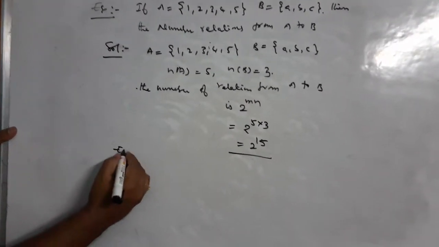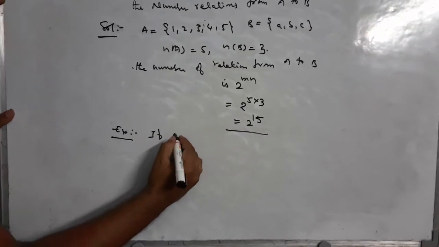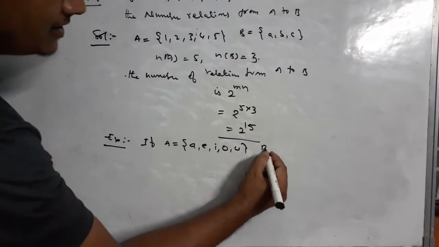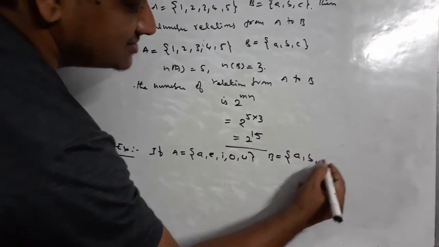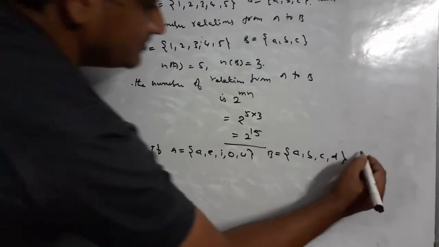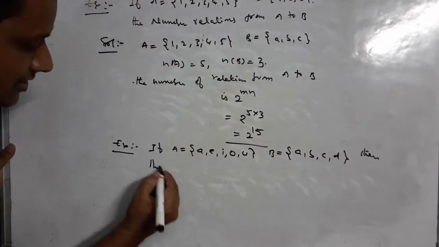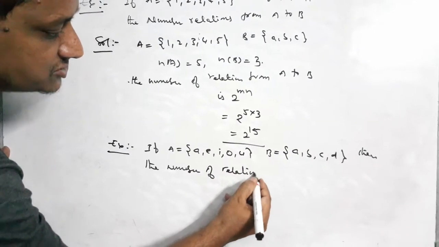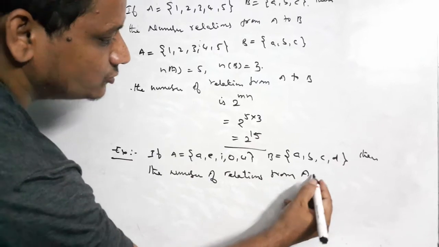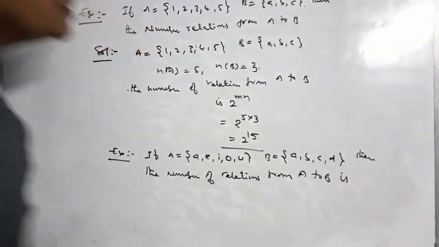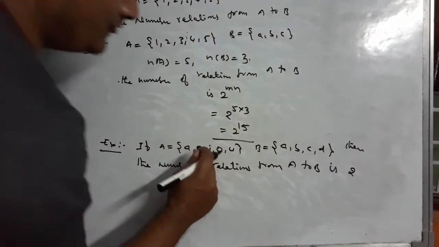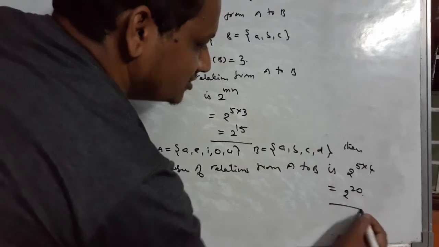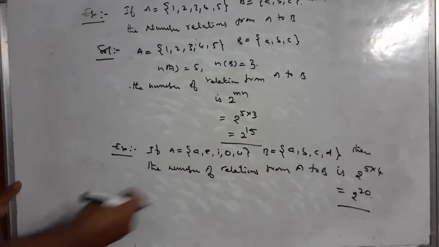So second example, if A is equal to {a, e, i, o, u}, B is equal to {a, b, c, d}, then the number of relations from A to B is, directly we can write it as 2 to the power of 5 into 4. So that is 2 to the power of 20. So 2 to the power of 20 relations from A to B.